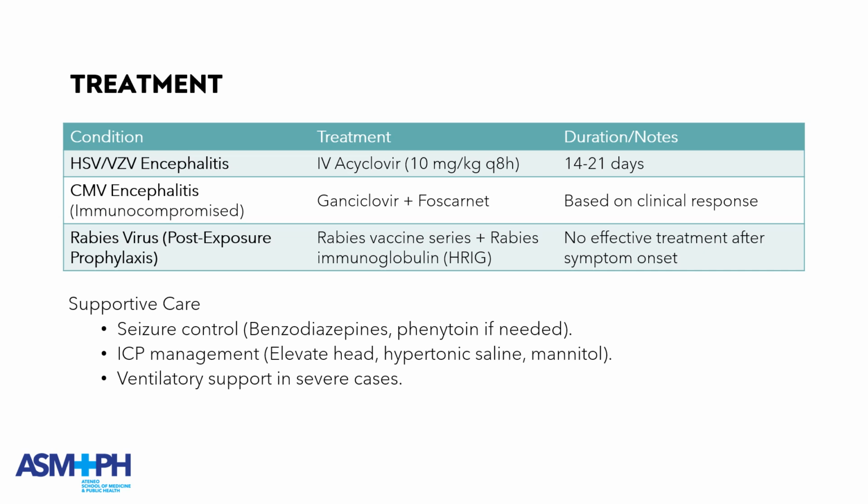For treatment, HSV and varicella zoster encephalitis will respond to IV acyclovir for 14 to 21 days. CMV encephalitis, which is common in immunocompromised patients, will benefit from ganciclovir plus foscarnet. For rabies virus, the rabies vaccine series and rabies immunoglobulin, HRIG, are given, with no effective treatment after symptom onset. Supportive care includes seizure control, ICP management, and ventilatory support in severe cases.